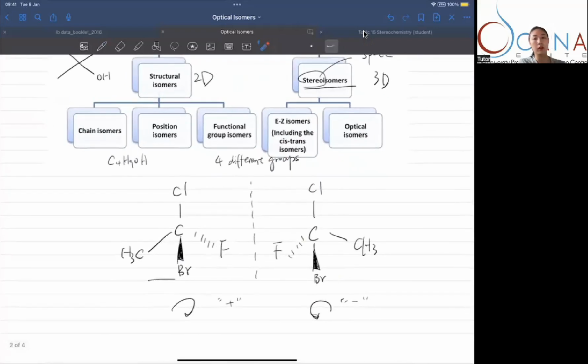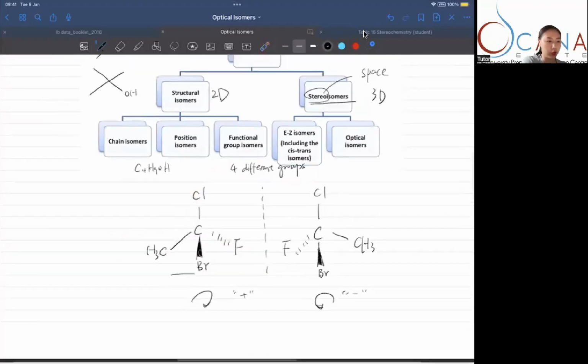So optical isomerism arises with a necessary condition. Firstly, you will need a carbon in the center, and you will need 4 different groups attached to this carbon in the center. Note that it has to be 4 different groups. If you have 2 or 3 groups that are the same, then there won't be isomerism.